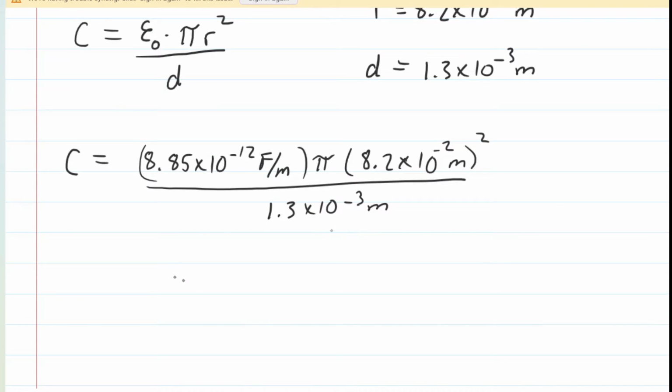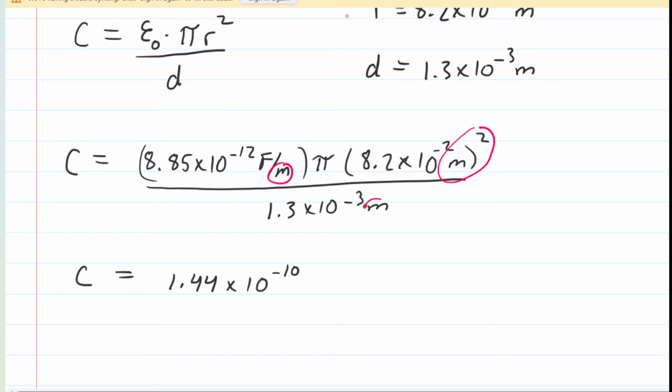And when we carefully plug that into our calculator, we can see that the capacitance is approximately 1.44 times 10 to the power of minus 10. And then dimensionally, we are calculating capacitance. So what happens is the meters squared here, along with the other meters present in the setup, cancel out. And that's going to leave us with the fundamental unit of capacitance, which is the farad. So this is the correct answer.